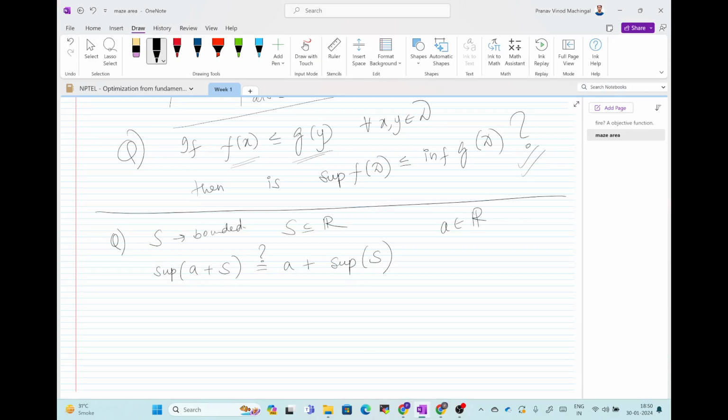Here we are just adding a scalar value. Yeah, I think it should be true. Should be true, right? How do you prove it? I mean, again, it is bounded, so assuming it will reach a maximum. So it's a maximum. No, but we are not saying that it is compact, that it is closed.